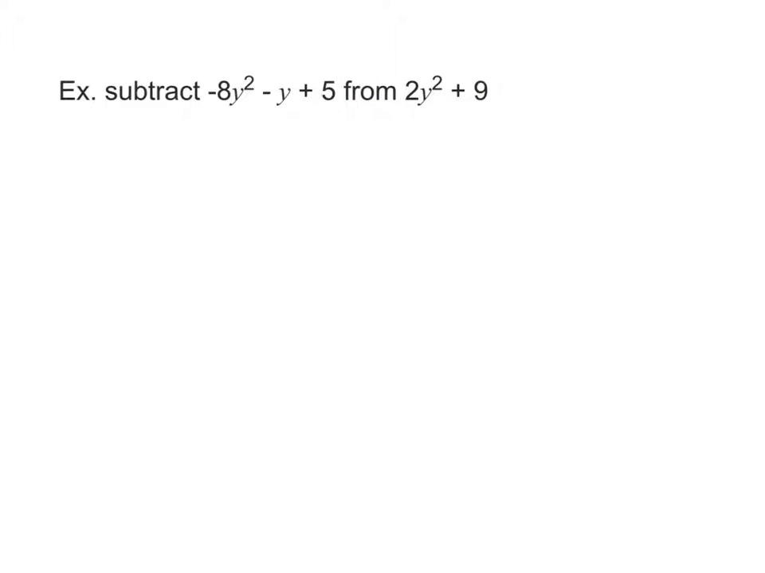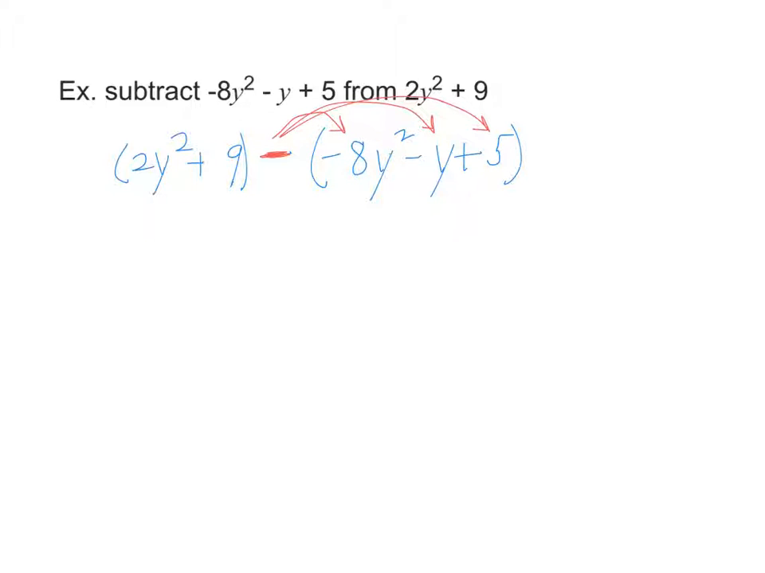Let's look at another example of subtraction. Here again is this word from, which means I'm taking this polynomial away from this one. Write the 2y squared first. I'm going to be distributing the subtraction symbol to each of the parts. So I'll have 2y squared plus 9 plus 8y squared plus y minus 5.